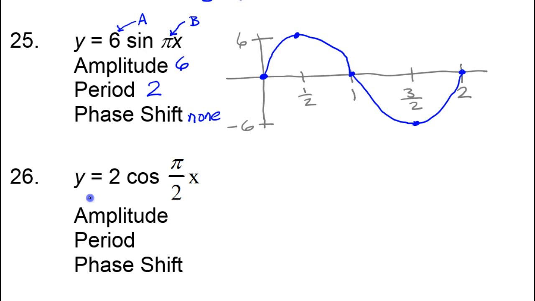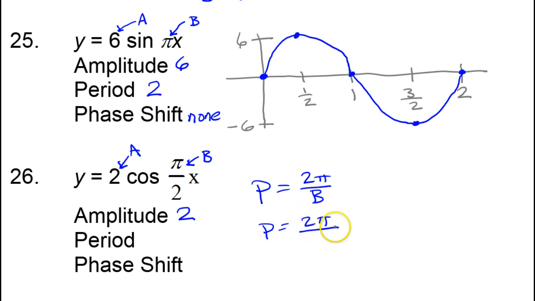Okay, let's go straight into number 26. This is the a value right here. That tells me that the amplitude is going to be 2. This is the b value right here. So the b value indirectly gives you the period, because the period is always 2 pi divided by the b value. So that means the period is going to be 2 pi divided by pi over 2.